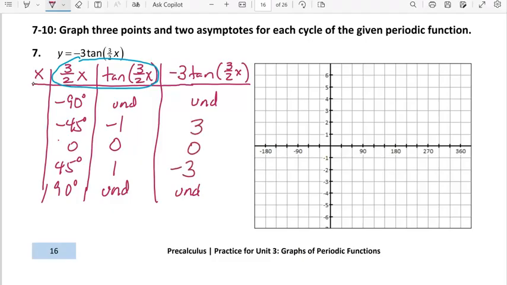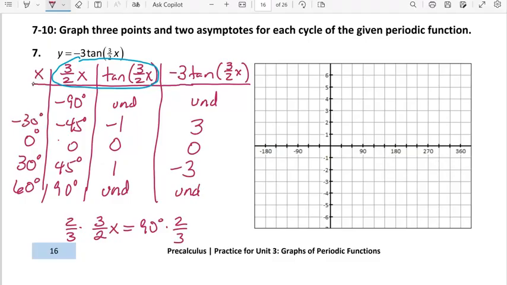We get the end y values, and then in order to undo times 3/2, we're going to think of solving an equation. 3/2 times x is equal to 90 for that last value, so we'll multiply both sides by 2/3, and that will give us an x value of 60 here, and 45 times 2/3 is 30, 0 times 2/3 is 0, -45 times 2/3 is -30, and -90 times 2/3 is -60.